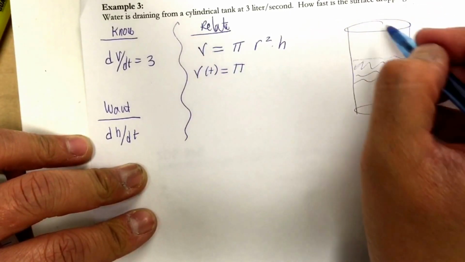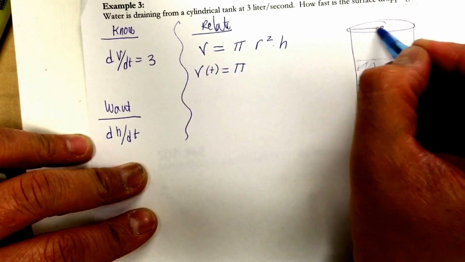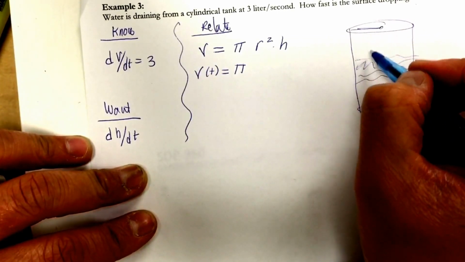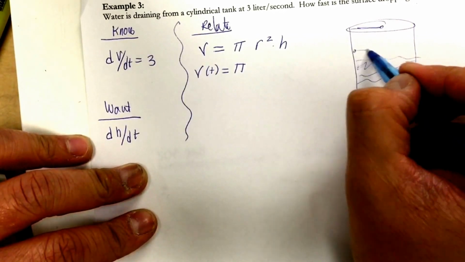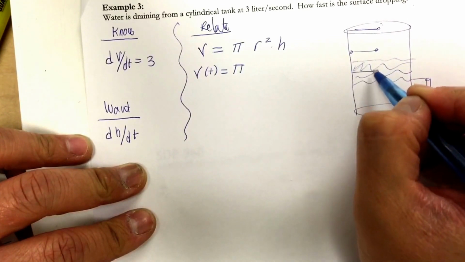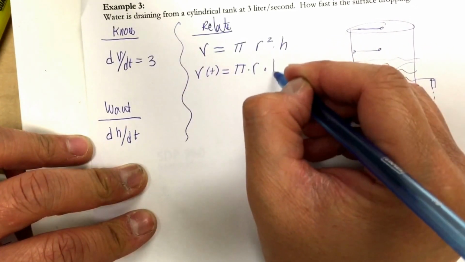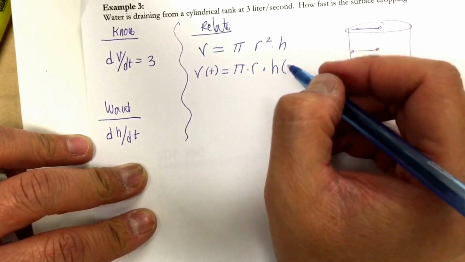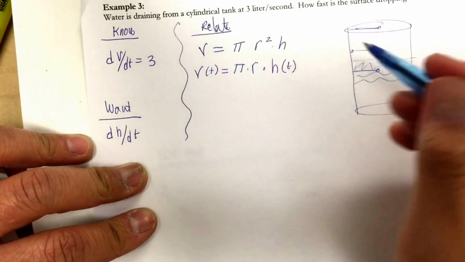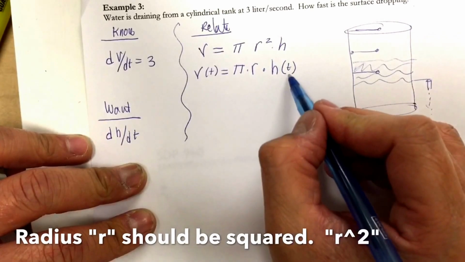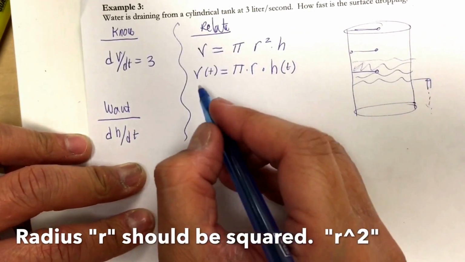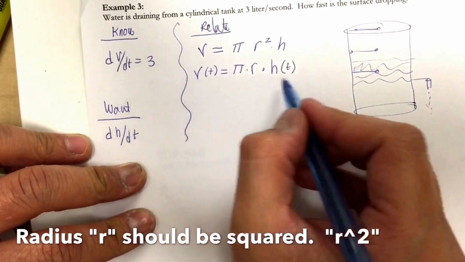Here's a question. This is the radius. As the water level is dropping, does the radius change? And the answer is no, the radius doesn't change. So the radius is not a function of time. The radius is just a constant. It does not change. What changed? The height changed. So that's why the height should be a function of time. The r should be squared, so make sure you put a square on r.